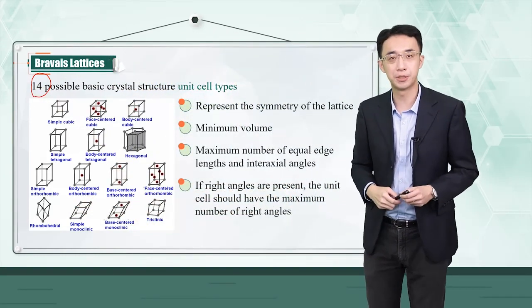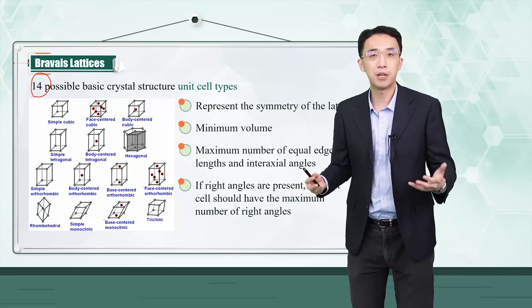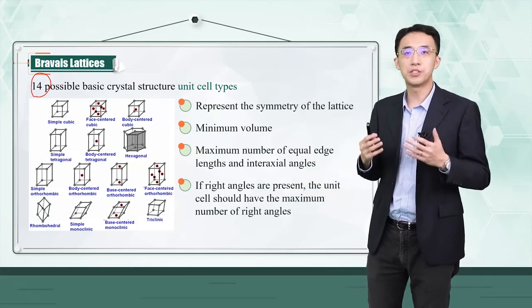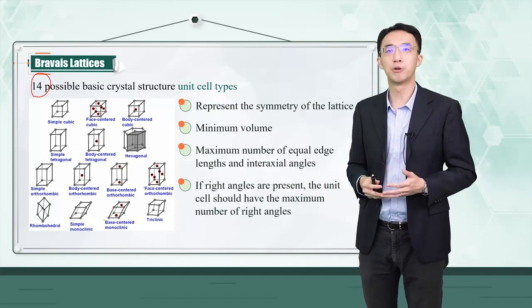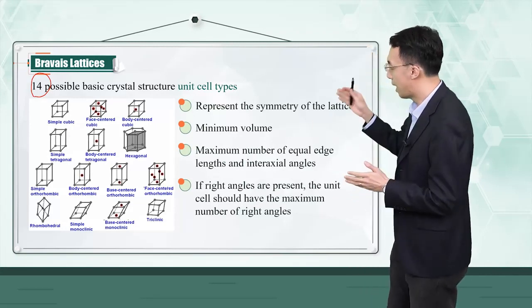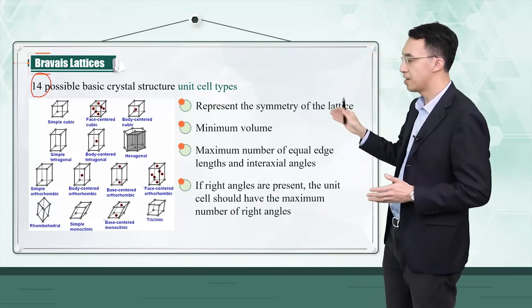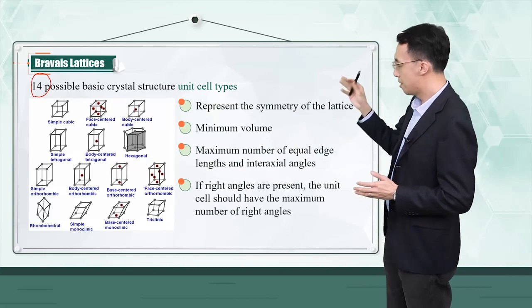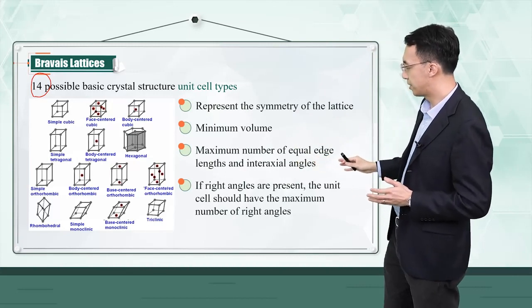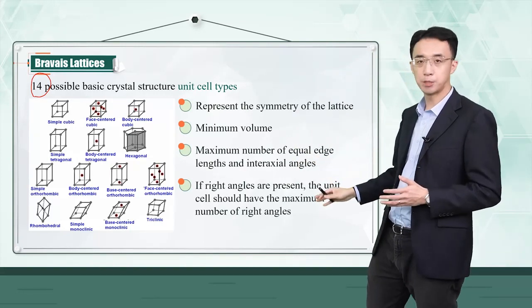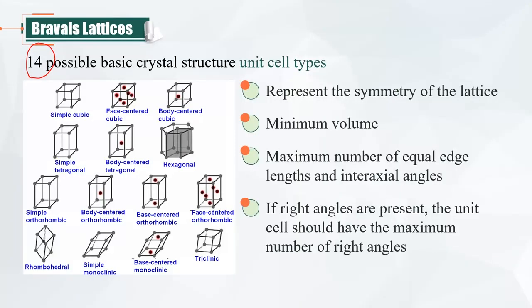unit cell types. This is a mathematical requirement because the unit cell has to fulfill the following requirements. For example, it has to represent the symmetry of the lattice. It has the minimum volume, maximum number of equal edge lengths and interaxial angles, and the maximum number of right angles. Okay? So you can only have 14 different types of unit cells.